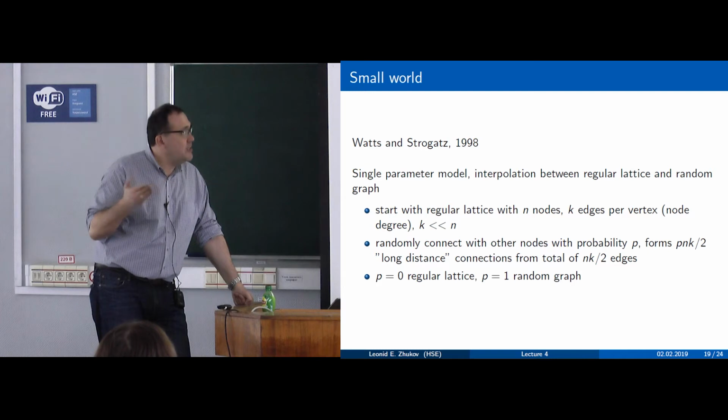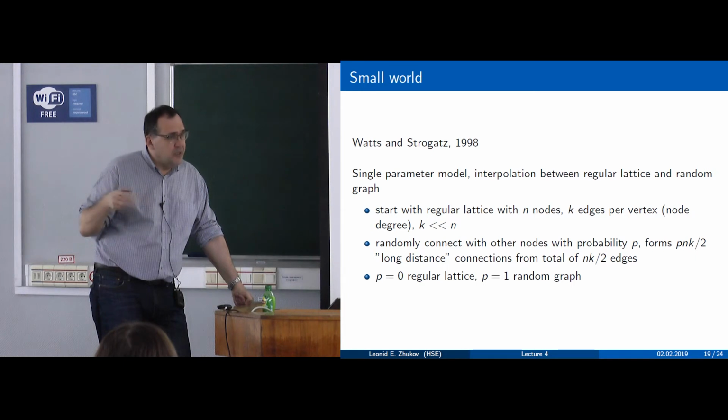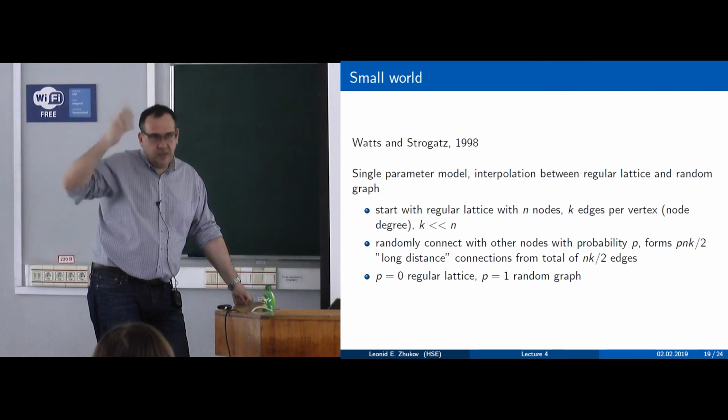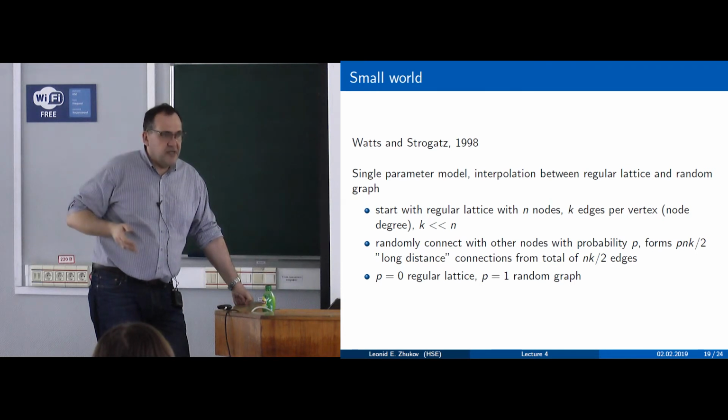We start with a regular lattice with n nodes, k edges per vertex, and randomly connect with other nodes with probability p. So you have these long-distance connections. Now, this p is different from the random graph model. They just happen to call it the same way. But the idea in this case is p equal to 0: it's a regular lattice, your original lattice, your triangles. And p equal to 1: you completely rewired it, and only have long-range connections, random, literally you create a random graph.